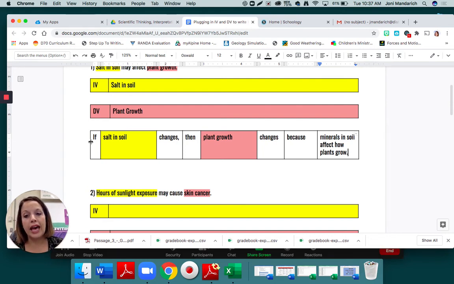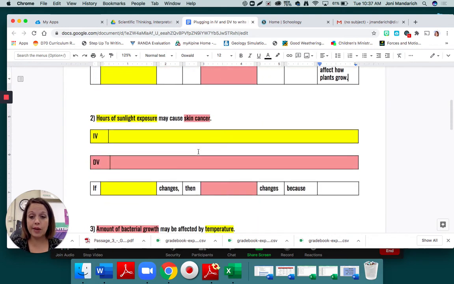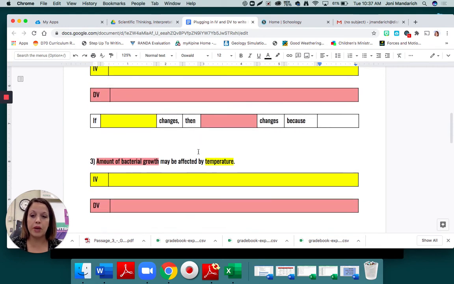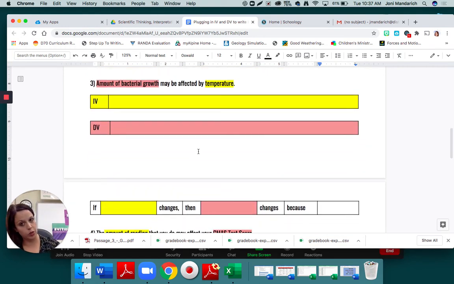So I have, if the salt in the soil changes, then the plant growth changes because minerals in soil affects plant growth. Okay? Easy peasy, took my IV, plugged it in here, DV, plugged it in the red box. Okay. The second one is very similar, so I'm going to skip that one, but I'm going to go to number 3, and here's why.